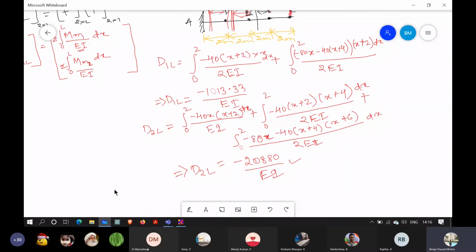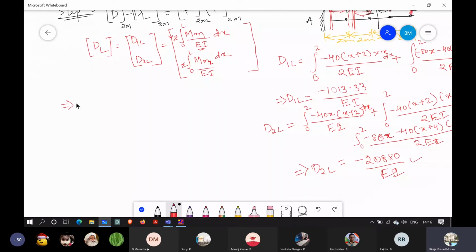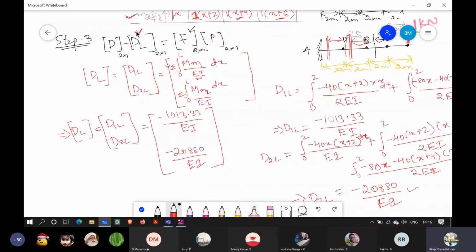Okay, so now here I can write: this implies d0l equals d1l, d2l, that is equal to minus 1013.33 divided by EI and minus 20880 by EI. Okay, so we have done this one.